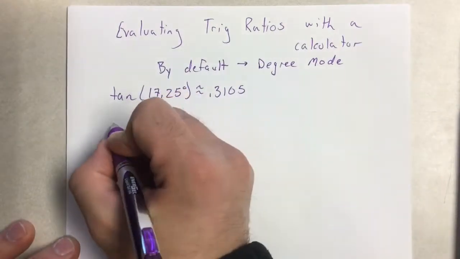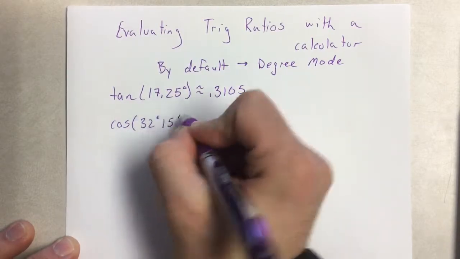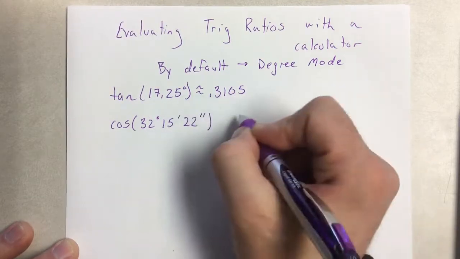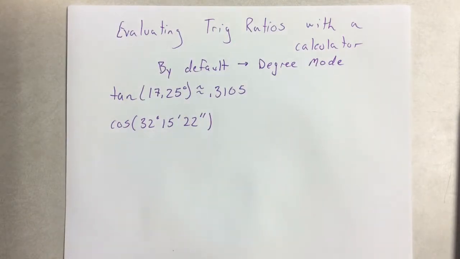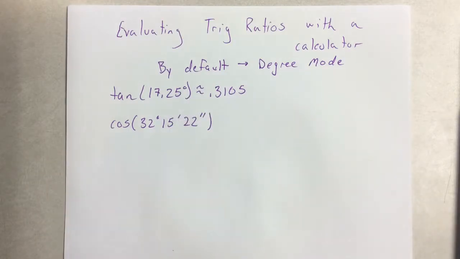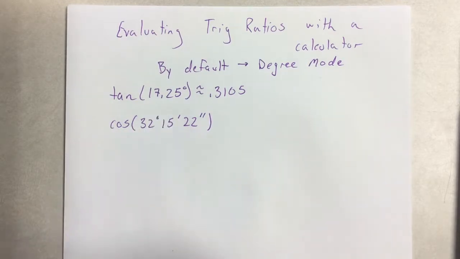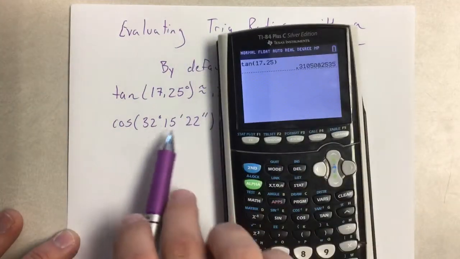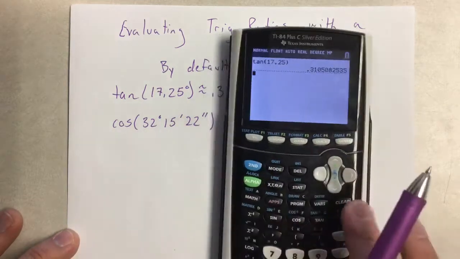Let's try another. So the cosine of 32 degrees, 15 minutes, and 22 seconds. You're like, whoa, stop, halt, what are you doing? Well, we have degrees, we have decimal degrees, and we have degrees, minutes, and seconds. And you're thinking, could I convert this to decimal degrees and then just do that? Of course you could, but there is actually a way to recognize degrees, minutes, and seconds. So let me walk you through that.